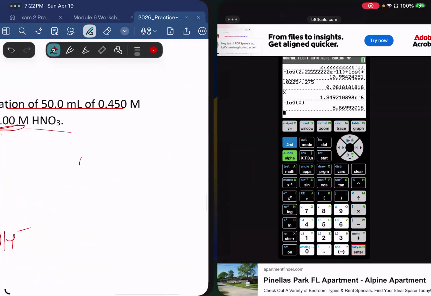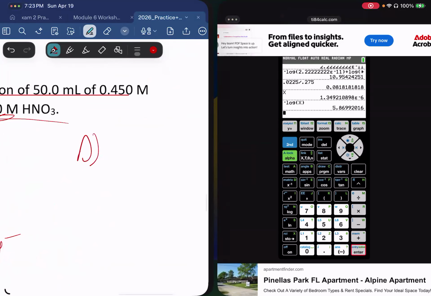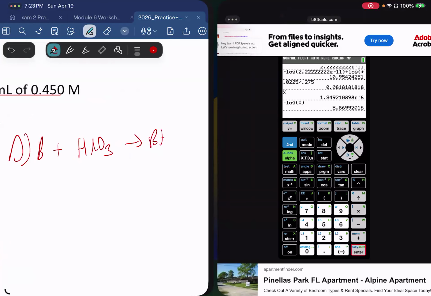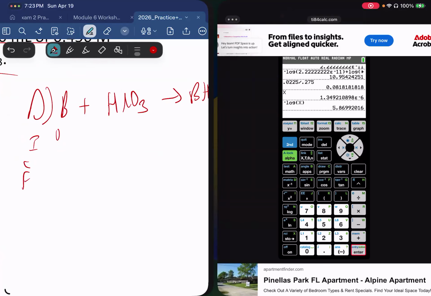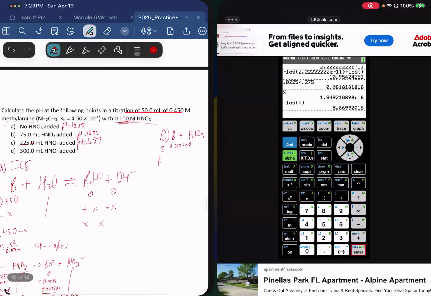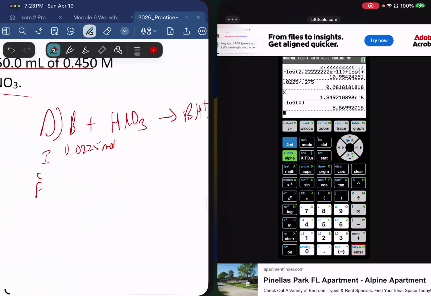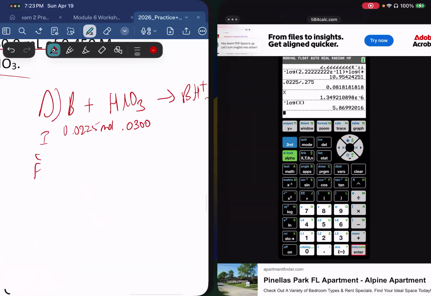And then D is when you have excess, presumably. So let's do that. So B plus HNO3 yields BH plus NO3 minus, right? So ICF: 0.0225, I know that. The nitric acid is now 0.3 times 0.1, so that's 0.03. So there's excess acid now.